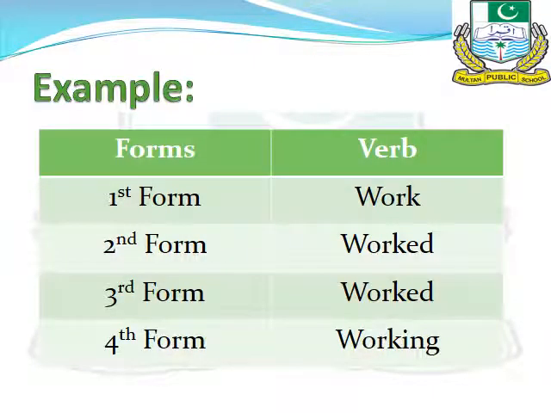Let's understand the concept of forms of verb with the help of an example. For example, I take a random verb that is work. The first form of this verb is work. The second form of work is worked. The third form of work is worked, and the fourth form of work is working.